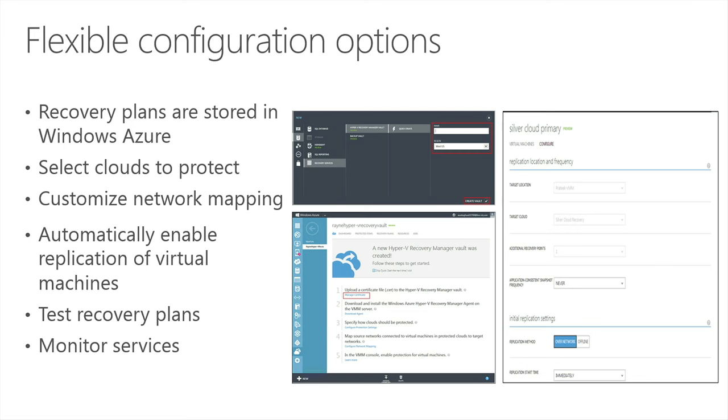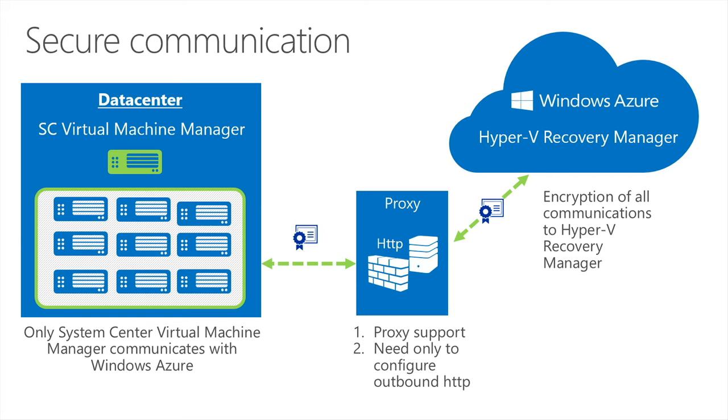Let's look at how this communication is kept secure. There are three key items that we want to talk about here. Firstly, only System Center Virtual Machine Manager communicates with Microsoft Azure. Your individual apps and your individual servers never talk to Microsoft Azure, nor does Microsoft Azure collect or store any workload data at all. That data doesn't even pass through Microsoft Azure. Second is support for proxies. If you want to use one, they're supported, and you only need to configure outbound HTTP from the System Center Virtual Machine Manager server. Finally, all communication between Microsoft Azure and the Virtual Machine Manager is encrypted.